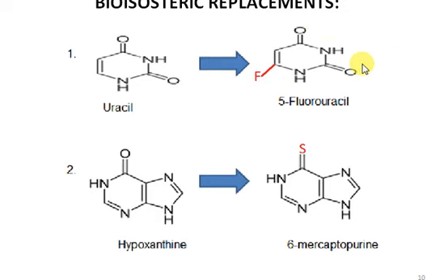Another example, so we have hypoxanthine here. In the case of hypoxanthine, what we do is replace this oxygen with sulfur, because oxygen and sulfur are bio-isosteres of each other, right? By replacing that, the biological activity is not lost, but is enhanced. So by replacing this oxygen with sulfur, we get 6-mercaptopurine. This mercaptopurine is much more biologically active than hypoxanthine.